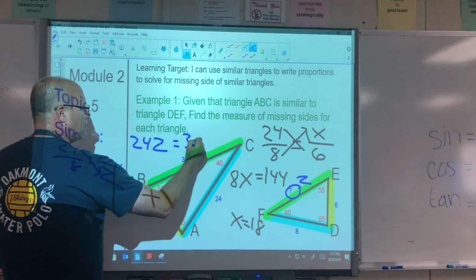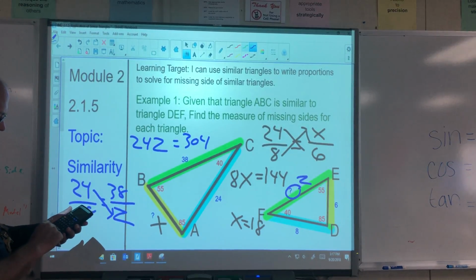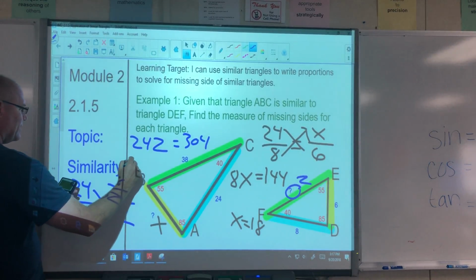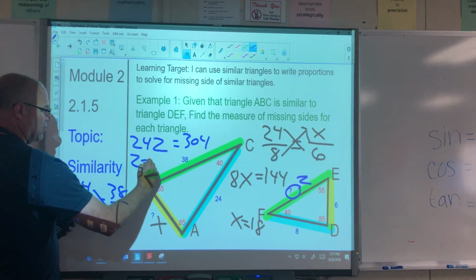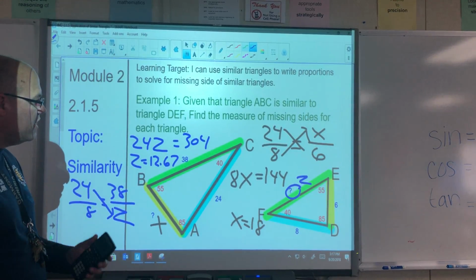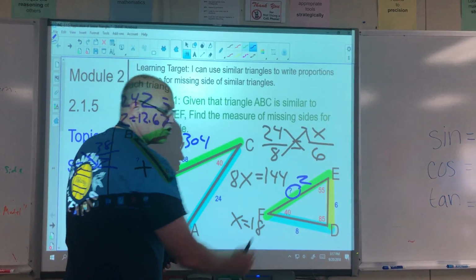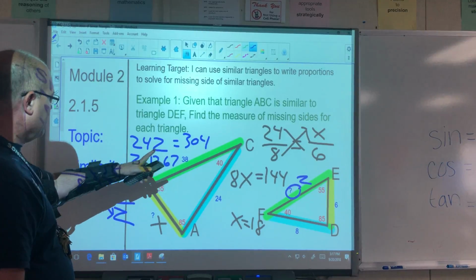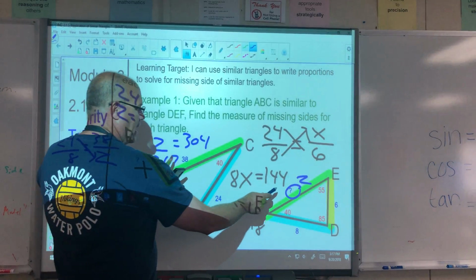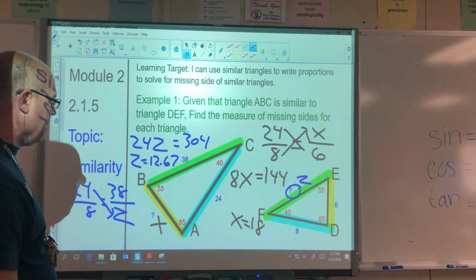304. Okay, I divide both sides by 24. And I get 12.67. So Z equals 12.67. Again, let's do some number sense here. Does that make sense? Should it be smaller than 38? Yes, it should be smaller. Is that ratio of similarity about 3 to 1? Yeah, if I go 3 times 12.67, that gives me 38. So I got it right.